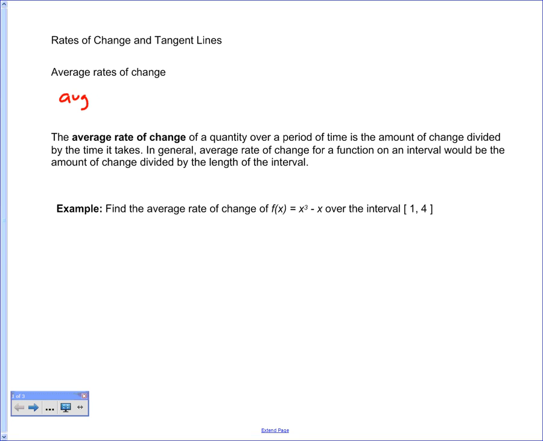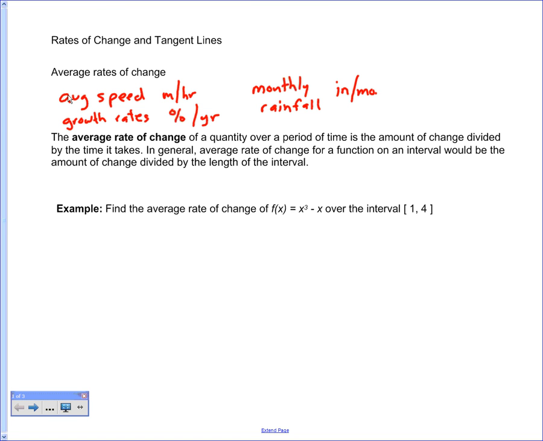Our average speed, measured in miles per hour, growth rates of population, often measured in percent per year, a 5% growth per year. And we also would have something like maybe monthly rainfall would be another example of an average rate, measured in inches per month.